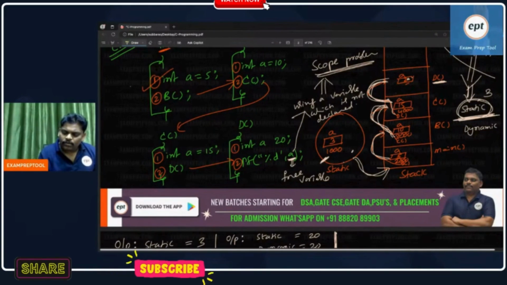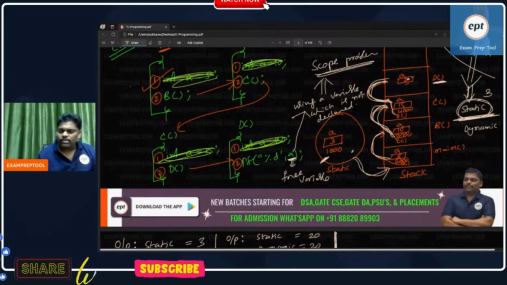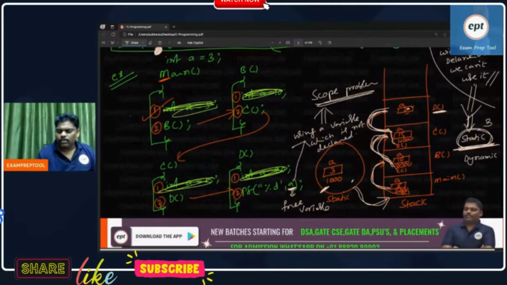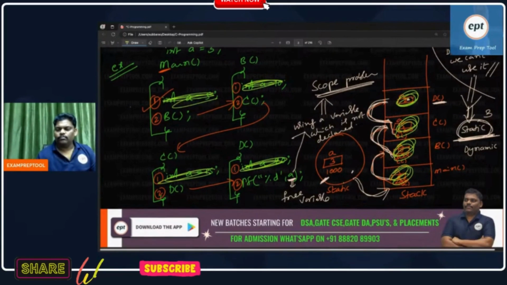See this one. This is not available. This is also not available. What is the output? So that means this is not available. Can you say the output? All locals are not available.